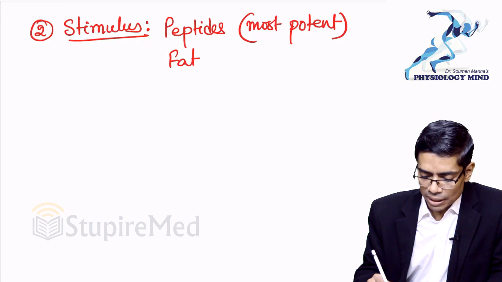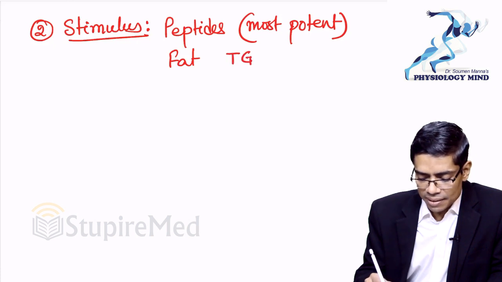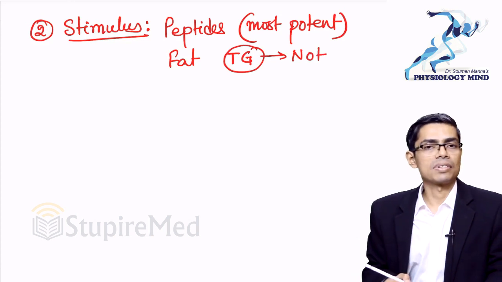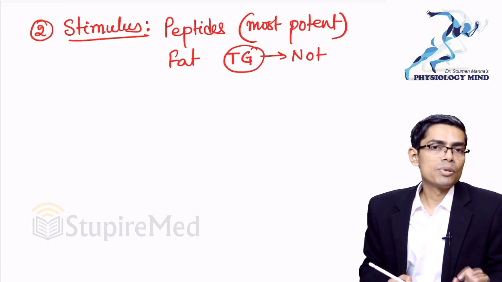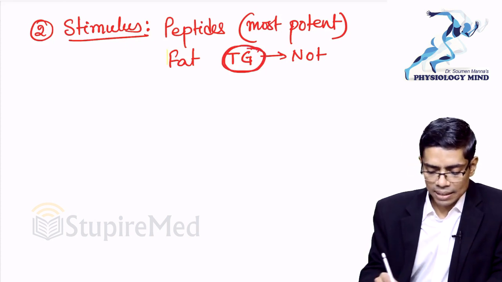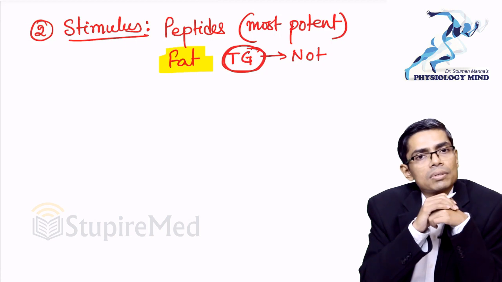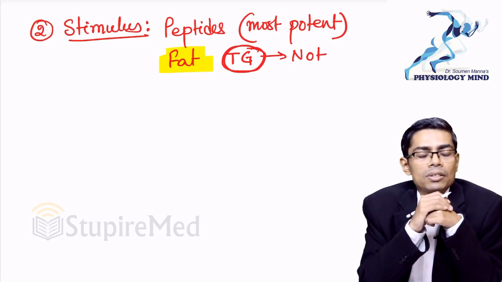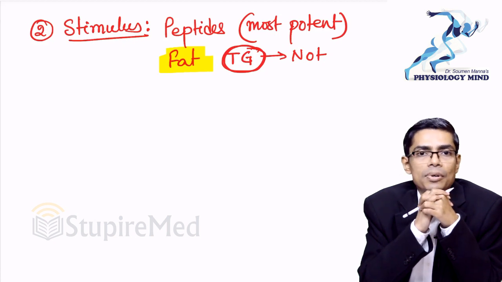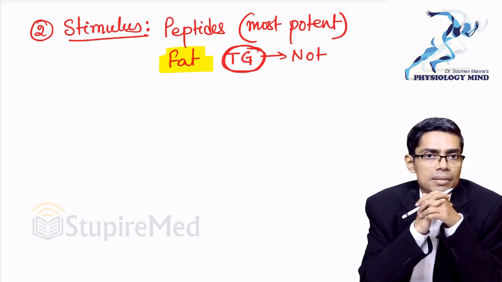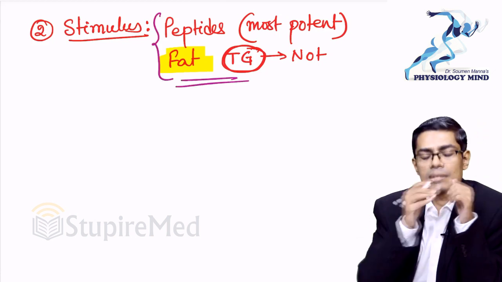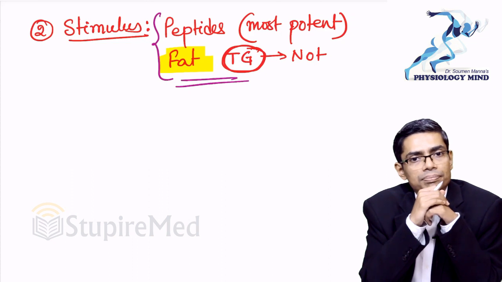It means if you think of an intact triglyceride, it is not a stimulus for CCK. But if you digest this triglyceride molecule into free fatty acid, then they can produce CCK, right? So the intact fat molecule is not a stimulus, but partial digestive products of triglyceride are a stimulus. And glucose is never a stimulus for CCK production.